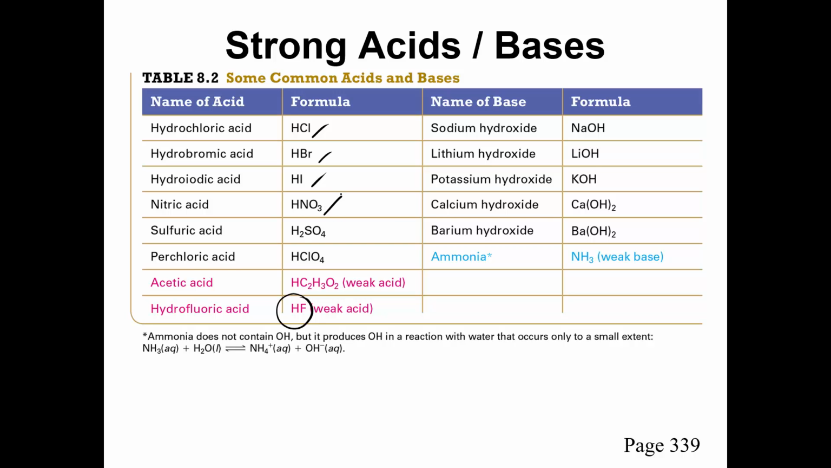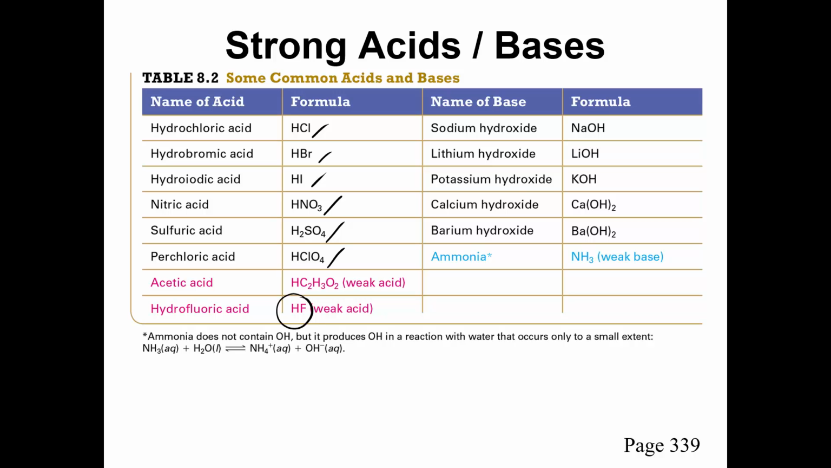Nitric acid is always strong, and sulfuric acid is also strong. And then we have perchloric acid. And then everything else is weak. Acetic acid, which I addressed already, has that carboxylic acid component that makes it a weak acid.